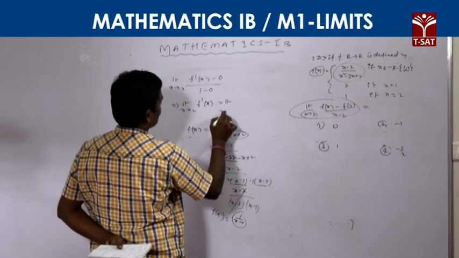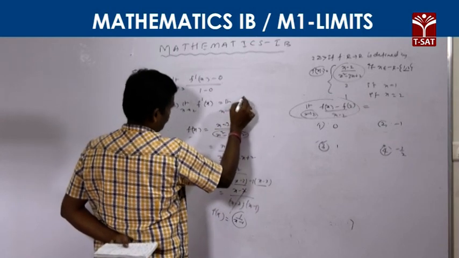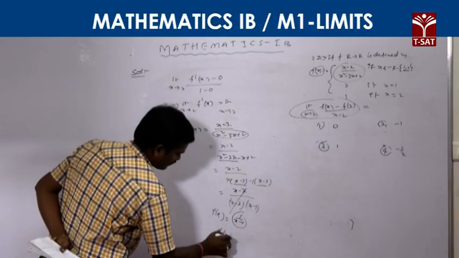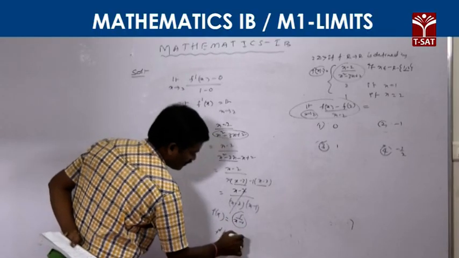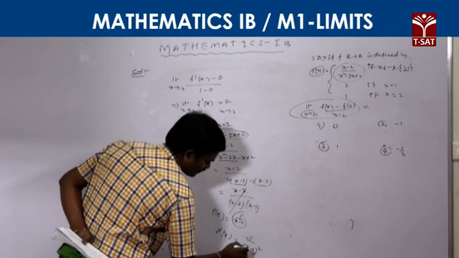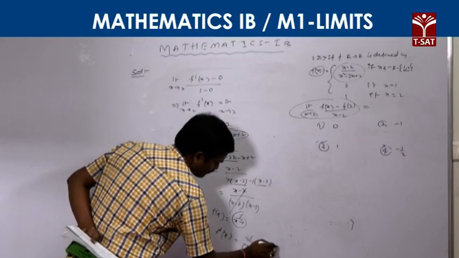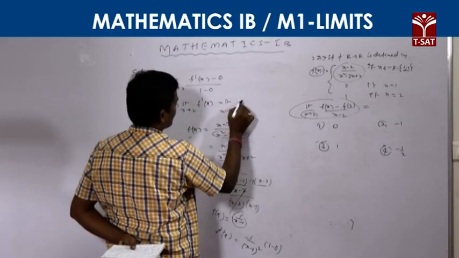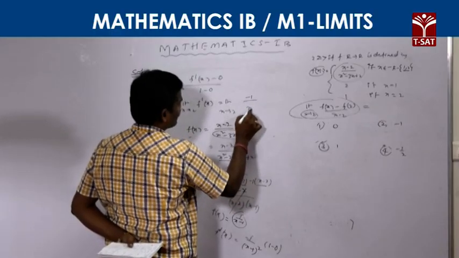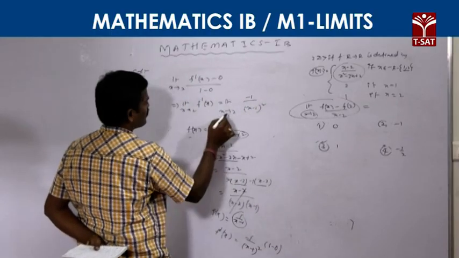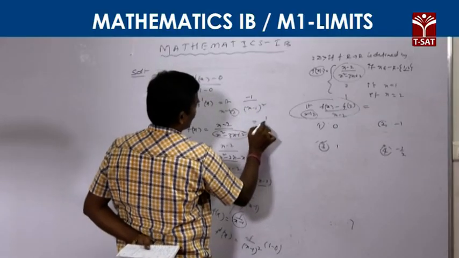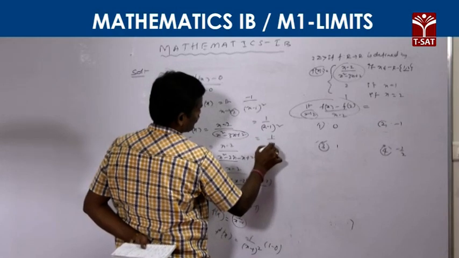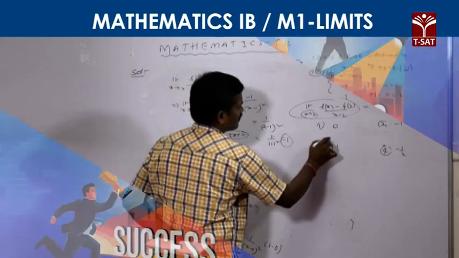So limit x tends to 2. f of x we got, f dash of x we need to find here only. f dash of x is nothing but, derivative of 1 by x is minus 1 by x square. So derivative of x is 1, derivative of minus 1 is 0. So minus 1 by (x minus 1) whole square. So x approaches 2, substitute 2 here. So 1 by (2 minus 1) whole square, it is nothing but 1 by 1 square, which is 1. The third option is the correct answer.